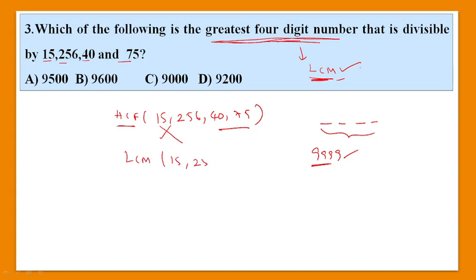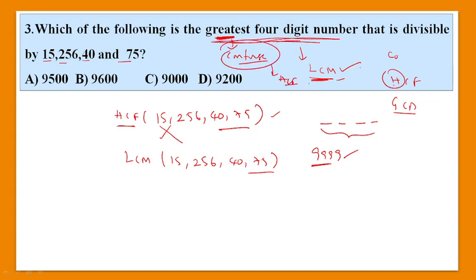15, 256, 40, 75. That's why I am considering this question here. Why? Because if I go with the flow only, you may think it belongs to HCF, because the name suggests highest common factor. This can also be counted as the greatest common divisor, so the word greatest is present here also.